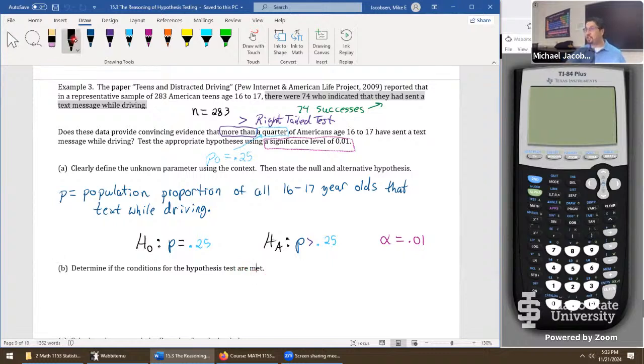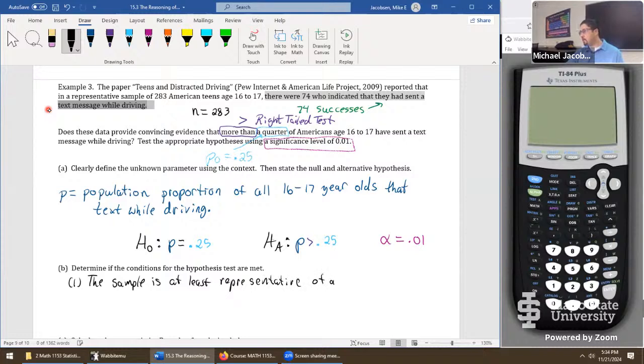First thing we want to check out, though, are the conditions. Let's go through kind of the busy work on this one quickly. Well, we don't have a random sample, but we're told the sample is representative of Americans in that age range. So we'll go with that right there. The sample is at least representative of all Americans in this age range.